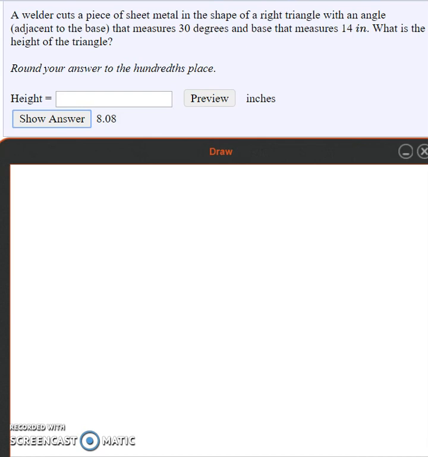Let's start this problem by drawing a picture of the sheet metal that's in the shape of a triangle. It says it's a right triangle, so we'll draw a right triangle. That means it has a right angle of 90 degrees. And it says that the base is 14 inches and the angle adjacent or touching the base is 30 degrees. And the question is, what is the height of this triangle? So this side would be our unknown height, which we'll call x.